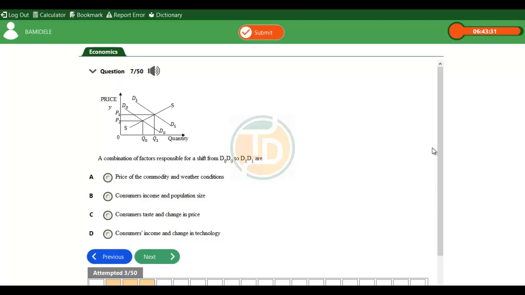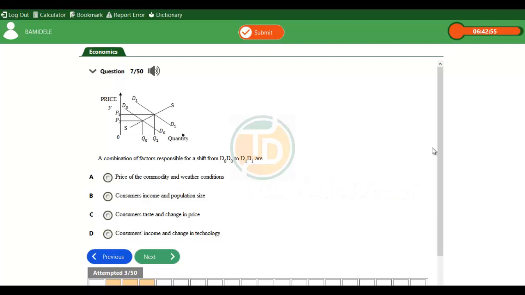But the question is expecting us to know the factors that can make the demand curve shift to the right, which is outwards to D1. If you look at the options, price of the commodity and weather condition. Price of the commodity is a factor that causes change in quantity demanded. Weather conditions is also a factor that affects demand, but weather conditions does not cause change in quantity demanded. Weather condition causes change in demand.